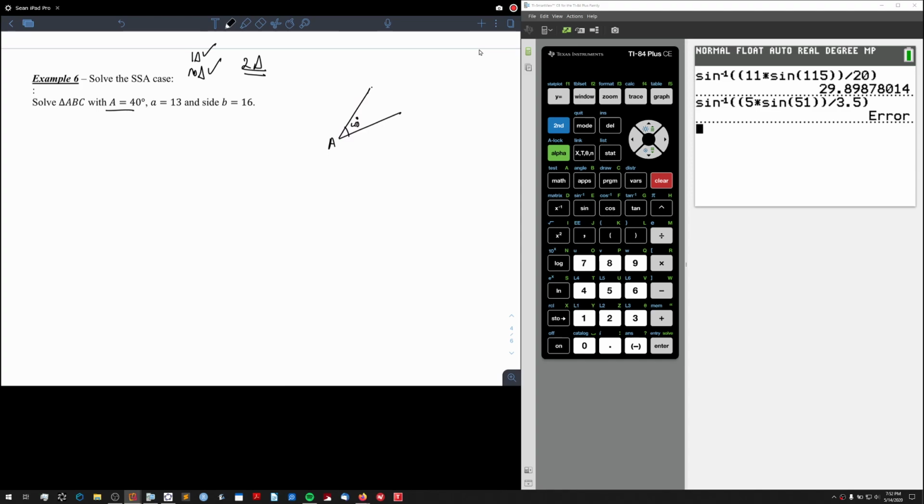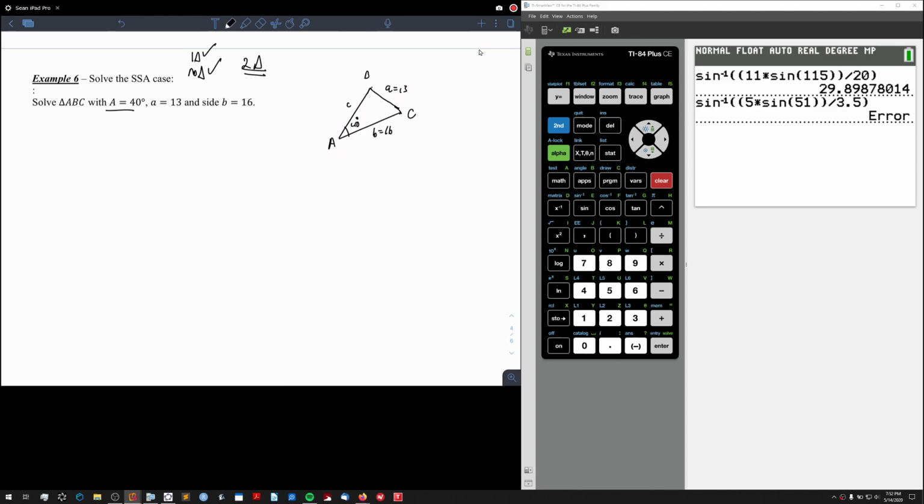Side A here is 13, and side B is 16. So side B for me would have to be here, right? So side B is 16. This is angle B, and this is angle C and side C. Okay, so again, side, angle. That's the information I'm given, and I'm going to try and solve this triangle.